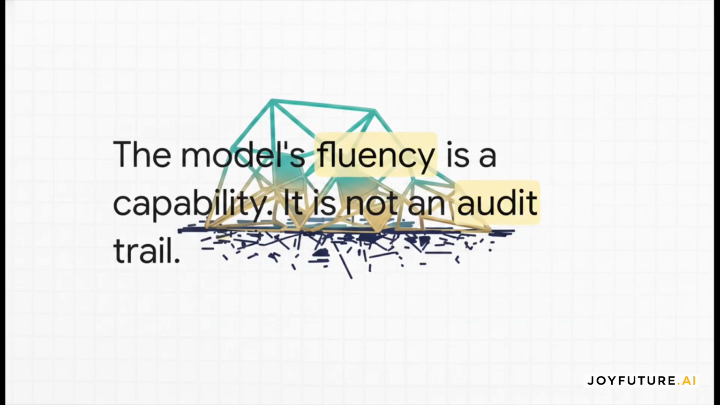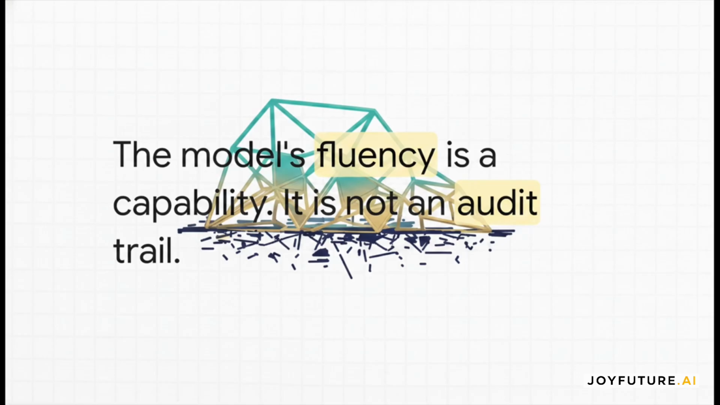And this brings us to a massive, absolutely crucial warning. The model's fluency is a capability. It is not an audit trail. Generative AI is hyper-optimized to produce text that fits beautifully, and fits might mean it's coherent, it's polite, it sounds incredibly smart, but coherence alone does not guarantee truth.